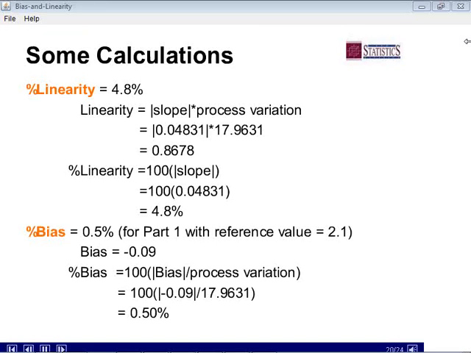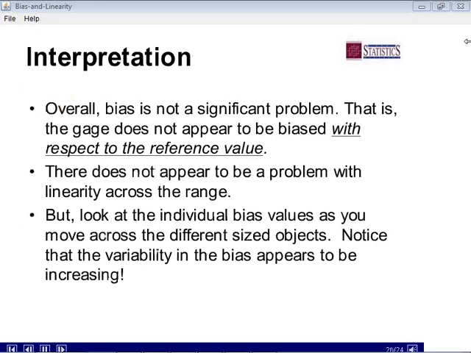The percent bias, for one of the parts, say part 1 with the reference value 2.1, here's how they got this value, 0.5%. Bias is negative 0.09. So the percent bias equals 100 times the absolute value of bias over process variation, and you come out with 0.5%. So those are just some of the calculations, so you can go back and see how they got those values.